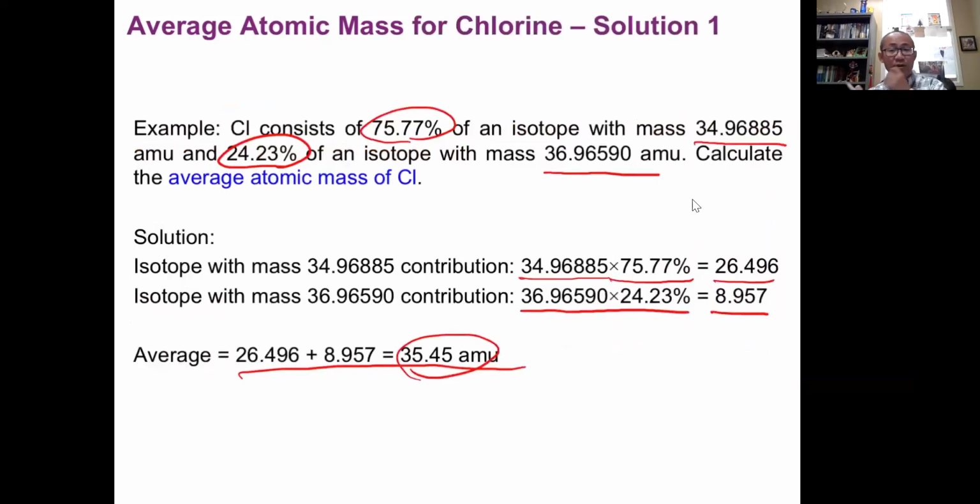You can see this calculation considers both factors. One factor is, of course, the mass of each isotope. Another factor is their percentage. Remember, they don't exist in equal amounts, so you have to ask what the contribution of each is. This is solution one. I think this is an easier solution, very straightforward: use the mass multiplied by the percentage and add them together.